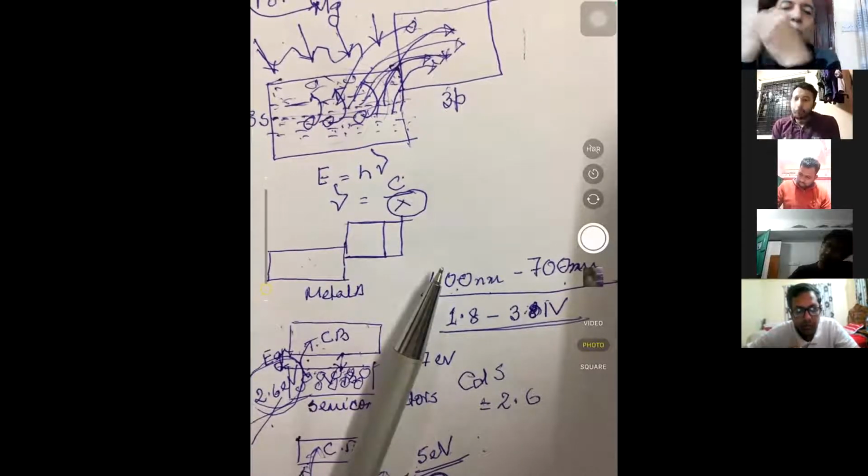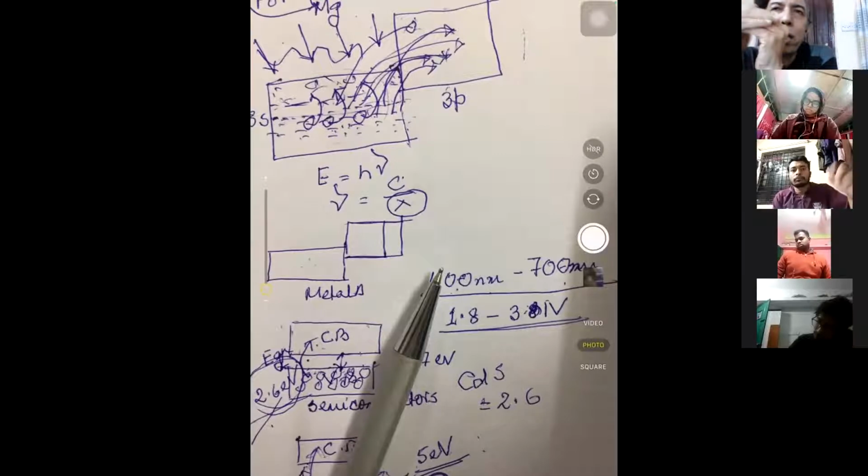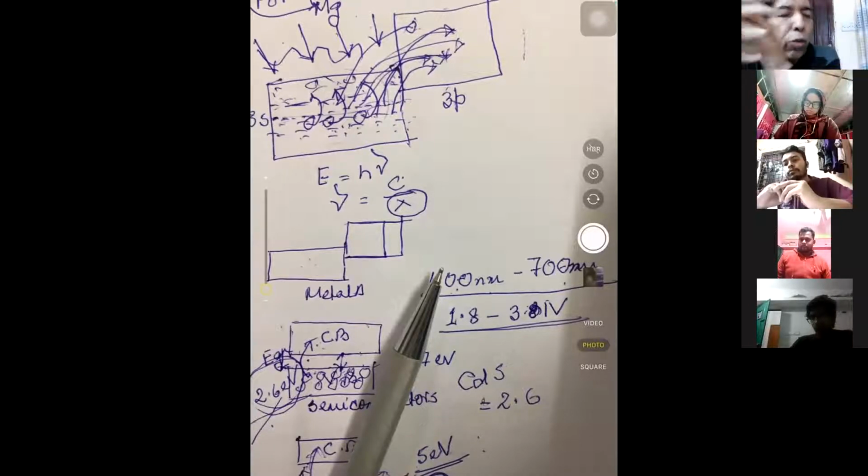কথাটা বুঝতে পেরেছ? Say for example, একটা ওয়েভ যার ওয়েভলেংথ হচ্ছে 400 ন্যানোমিটার, তার এনার্জি কত হবে? তার এনার্জি হবে 3.1 ইলেকট্রন ভোল্ট। আর যার ওয়েভলেংথ 700 ন্যানোমিটার, তার এনার্জি কত হবে? 1.8 ইলেকট্রন ভোল্ট। এটা বুঝেছ?